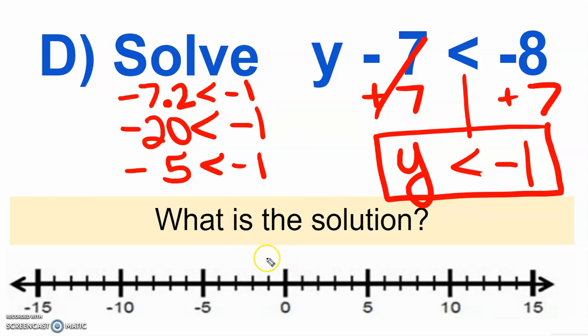So on a number line, the solution would be, we go to -1, and we do not include it as one of our solutions because it's only numbers that are less, like -2 and -3 and -5 and -20 and -7.2, right? All of these things are to the left of -1 on the number line. So this is how we're going to approach inequalities. We solve them just like equations, but the meaning is different.